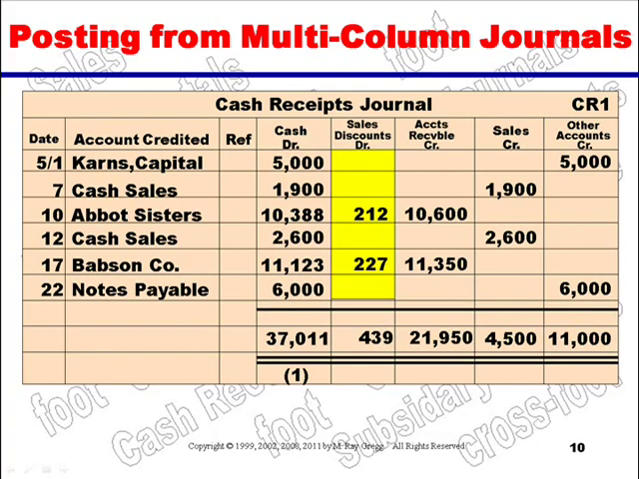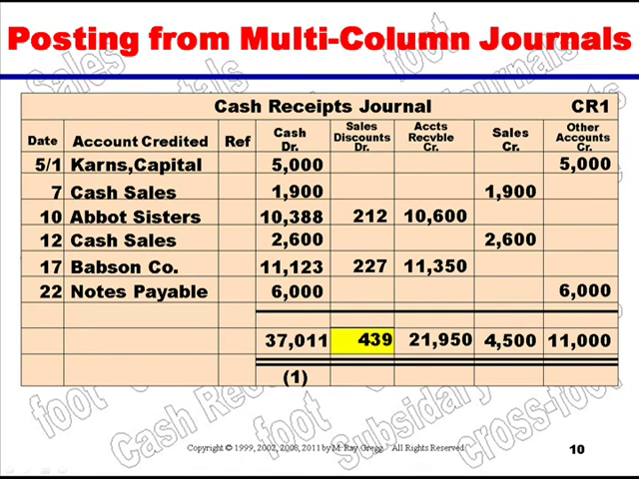The same is true of the sales discount column. We're going to post that total only. These two individual items are both alike. They're both debits to the account sales discount. We don't need to post them individually. We can post them all at once.